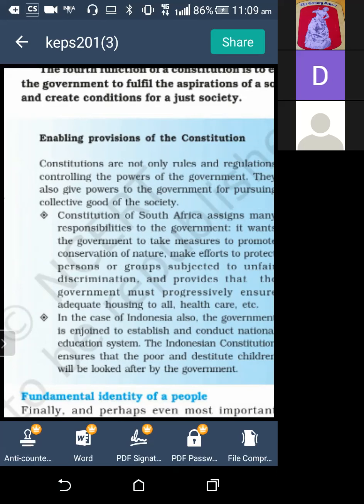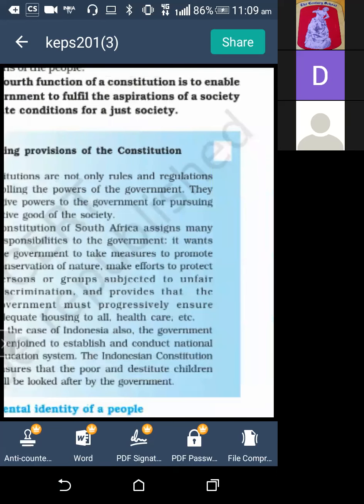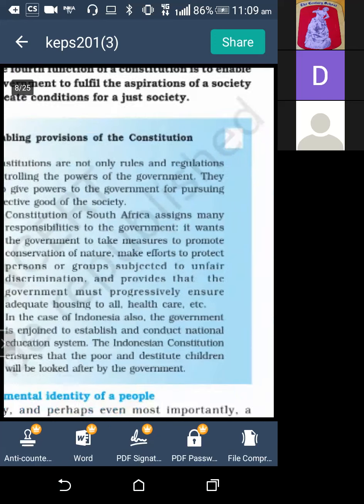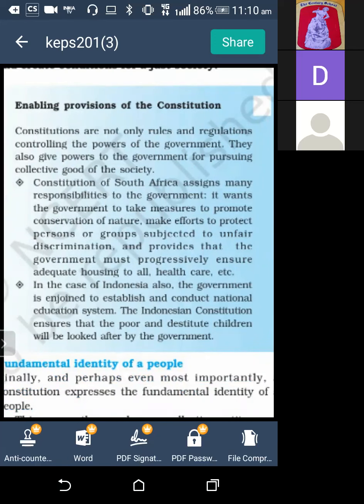The good society should do the best. We make the society. When we are going to make the society, we should think that the society is not for one individual. This society is for the collective, for everyone. We call it Indian society, and Indian society is a democratic society, right? So constitutions are not only rules and regulations controlling the powers of the government; they also give powers to the government for pursuing the collective good of the society.